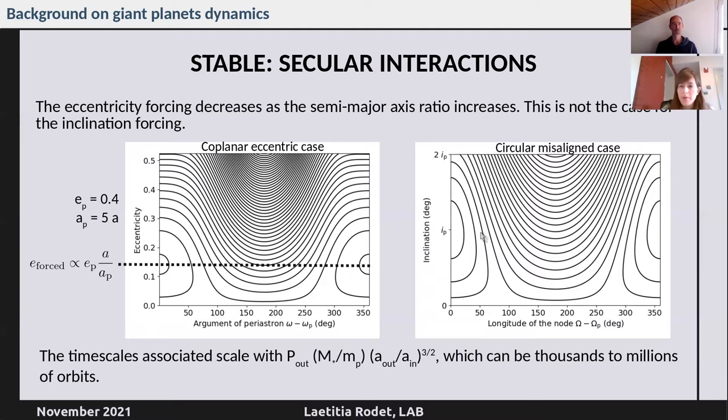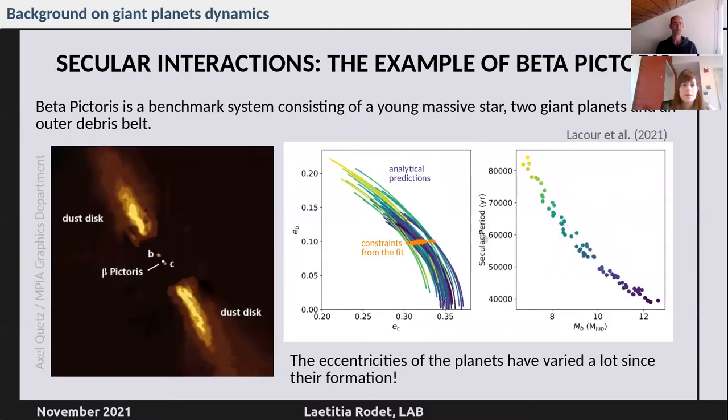A nice example of how secular interactions behave in a real system is the Beta Pictoris system. It's a very emblematic system in direct imaging because it's the first one where a planet has been imaged, planet b. And very recently, planet c has been discovered closer to the star. It turns out that this planet c is quite eccentric, more than 0.3. And actually, both are giant planets.